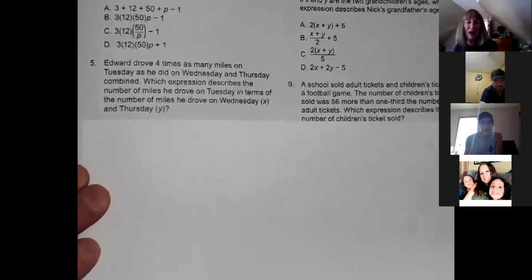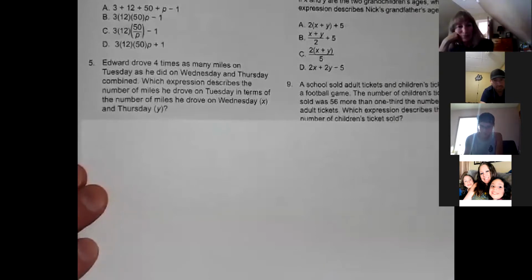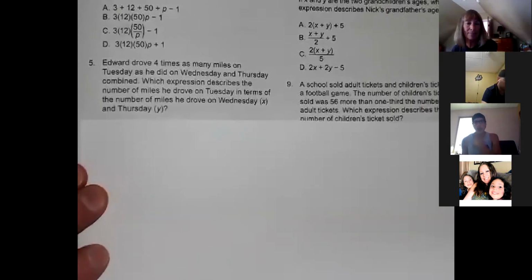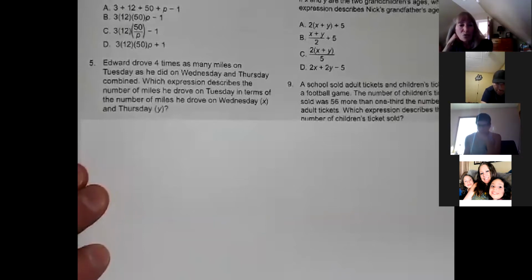Edward drove 4 times as many miles on Tuesday as he did on Wednesday and Thursday combined. The expression describes the number of miles he drove on Tuesday in terms of the number of miles he drove on Wednesday and on Thursday. Oh, man. Okay, so it looks to me like Tuesday is going to be compared to Wednesday and Thursday, but we're going to have to add up Wednesday and Thursday.